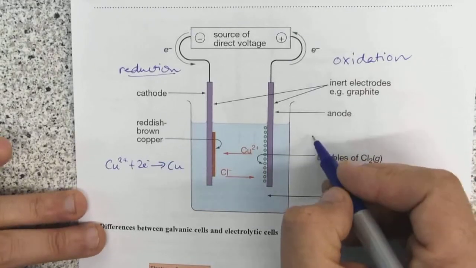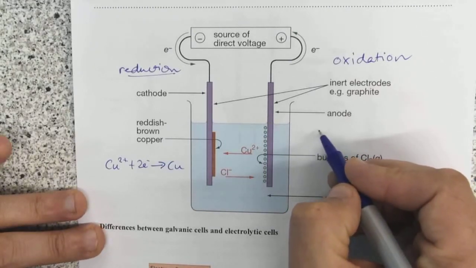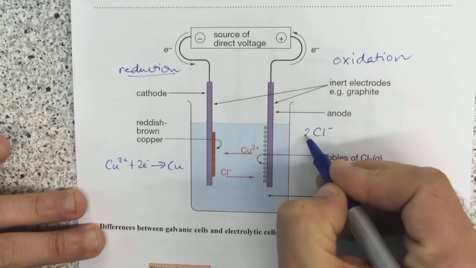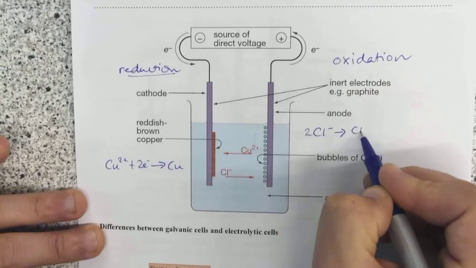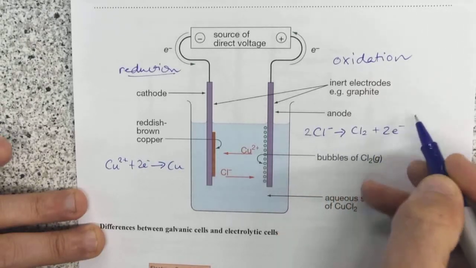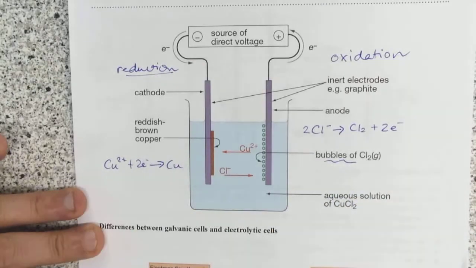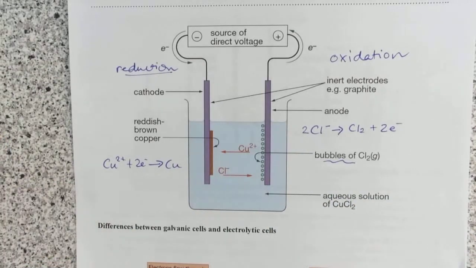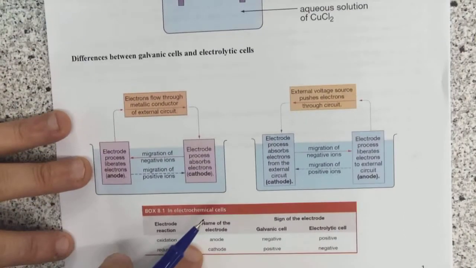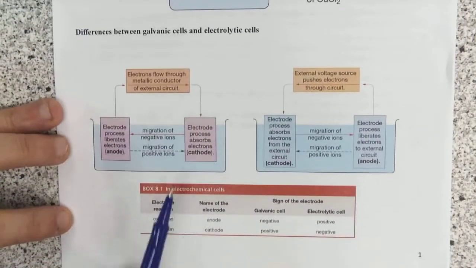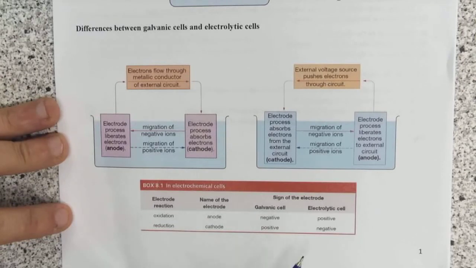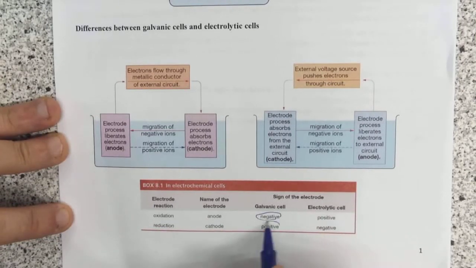And what happens if we oxidize Cl minus? We get Cl2, and that's how we see these bubbles of chlorine appearing. So just to bring you up to speed, that's electrolysis. We had a look at this schematic that compares the two and that table as well. You can see the sign of the electrode is different. That's a major difference between the two.